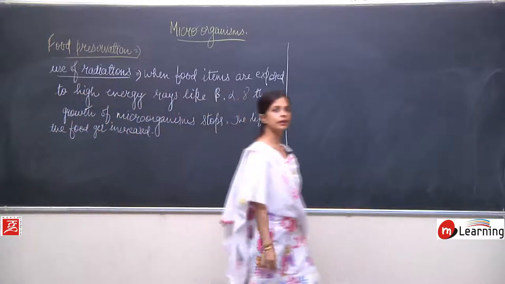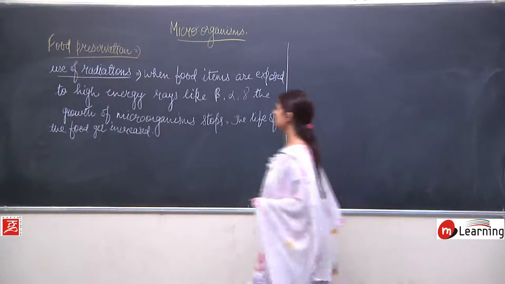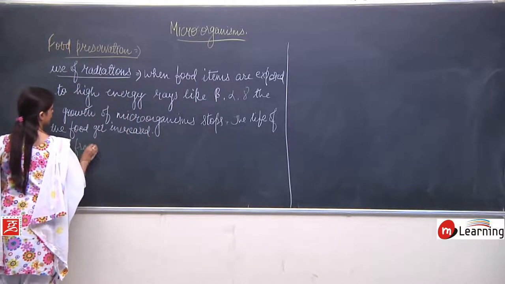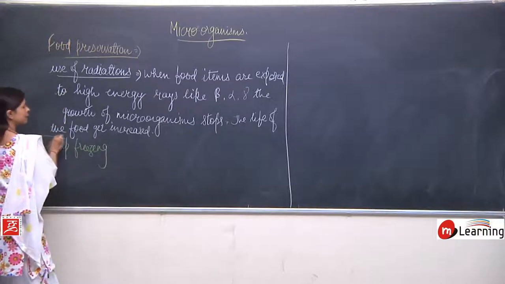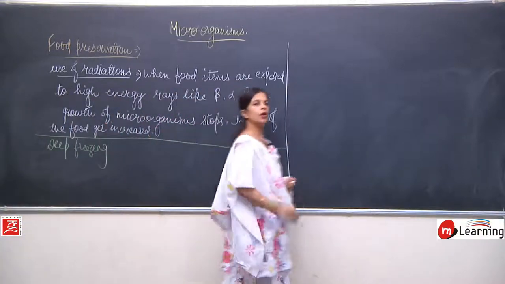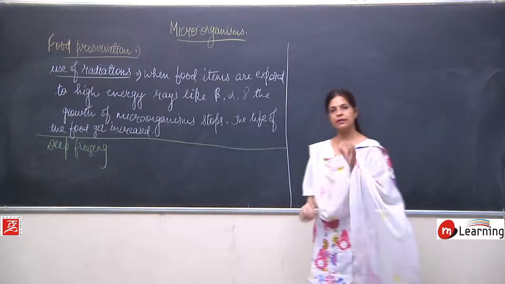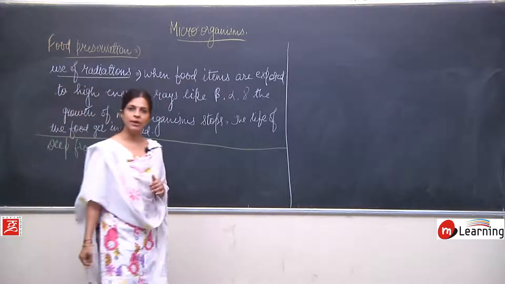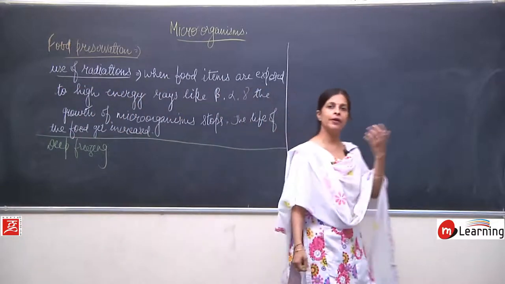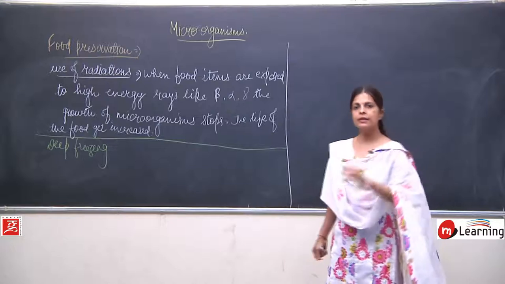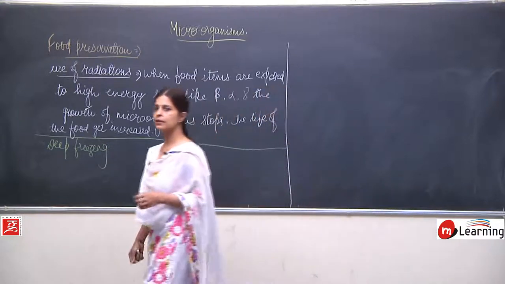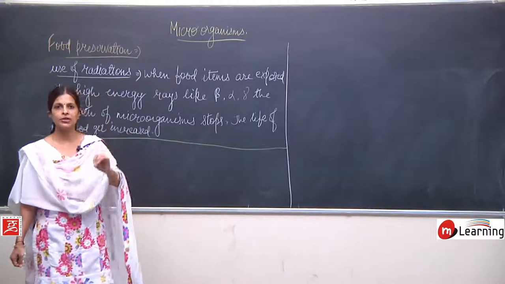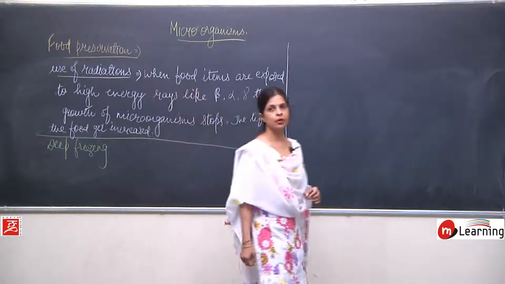Now we will talk about the next point. We will be discussing deep freezing. Deep freezing means to keep the food item at very low temperature. We have studied that there are certain conditions which we can call adverse conditions for the growth of the microbes, like very low temperature, like very high temperature. In this situation, the bacteria or other microbes cannot survive. Only the spores can survive, that too till a certain temperature, and after that even they get destroyed.